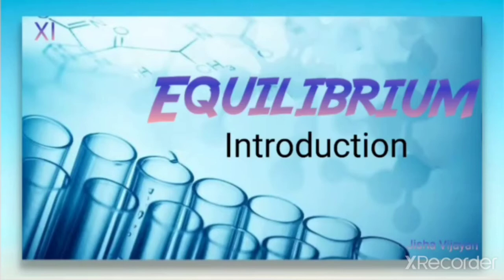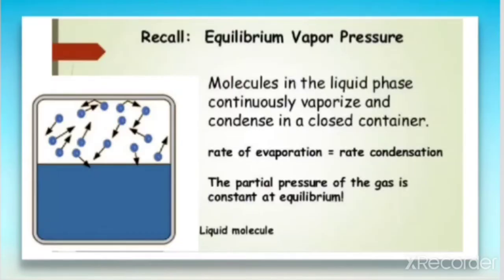As in the liquid state, we have already come across this word equilibrium. So just recall the equilibrium as we have learned in vapor pressure. In this, we have learned that when a liquid is placed in a closed container and forms vapors, these vapors will exert a pressure on the wall, that is vapor pressure. Here, the molecules in the liquid phase continuously vaporize and simultaneously the molecules in the vapor state condense.